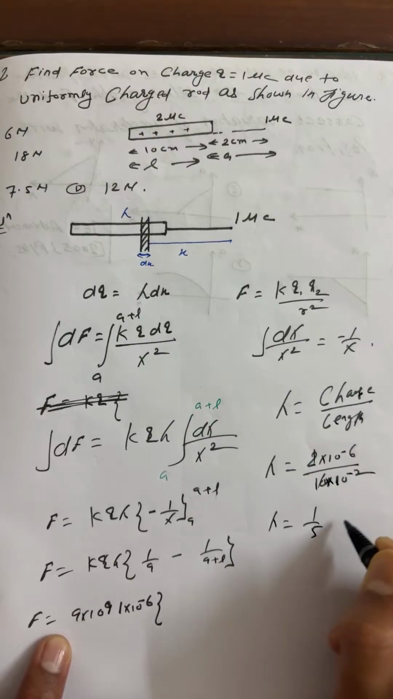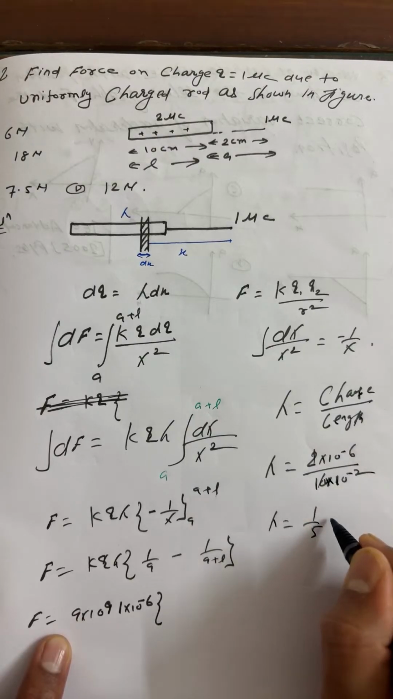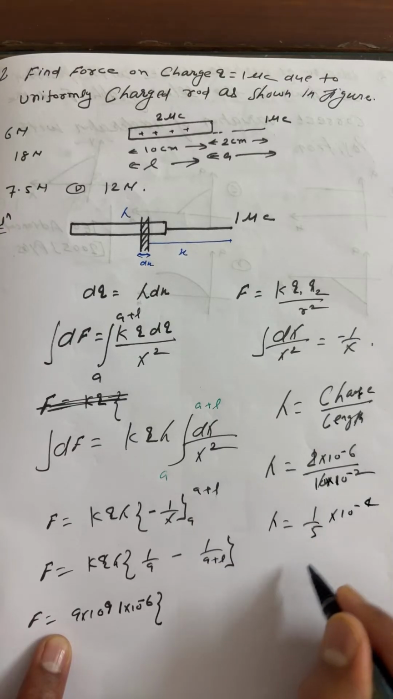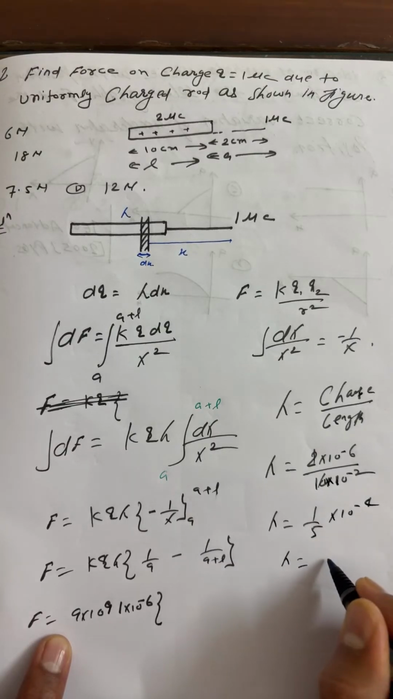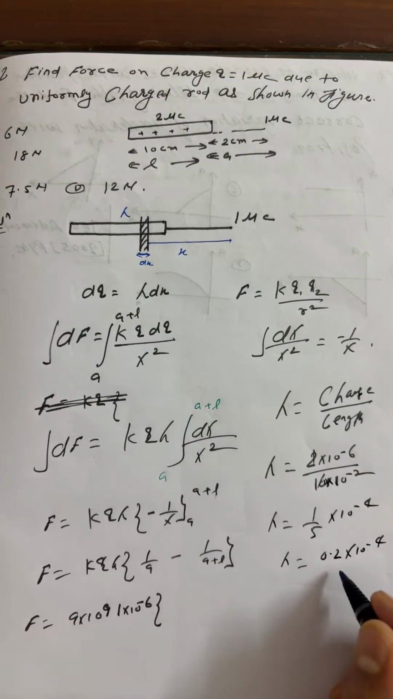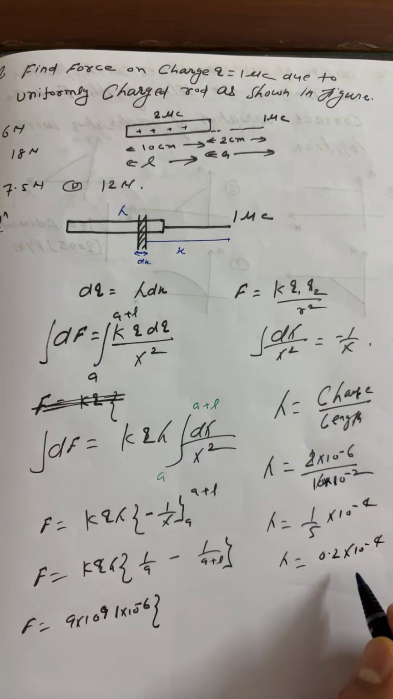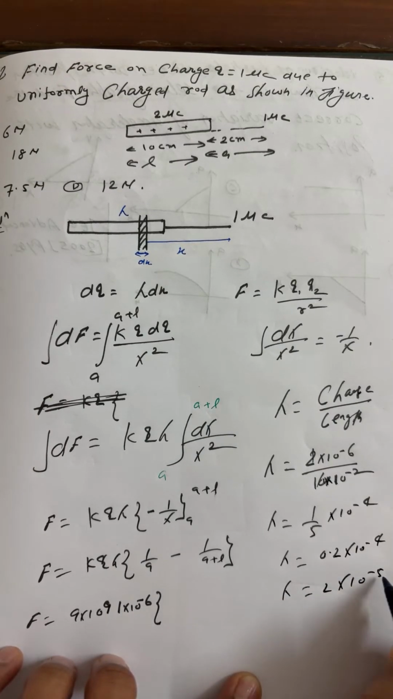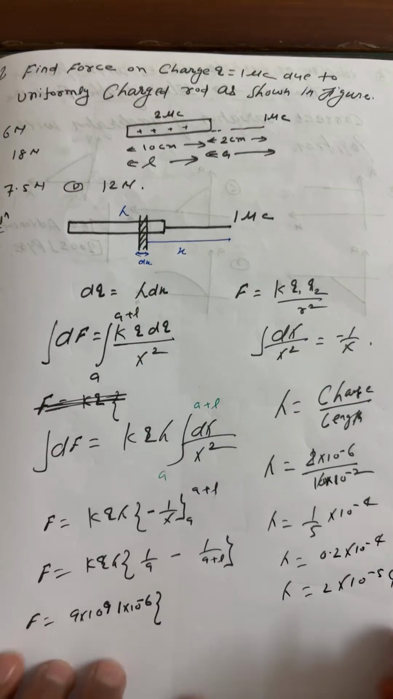So 1 by 5 will go up here. This is 10 to the power minus 4, 1 by 5, 0.2 you can say. So lambda, I can say this is 0.2 into 10 to the power minus 4. Just multiply and divide by 10 here. Then you can write lambda as 2 into 10 to the power minus 5 coulomb per meter.